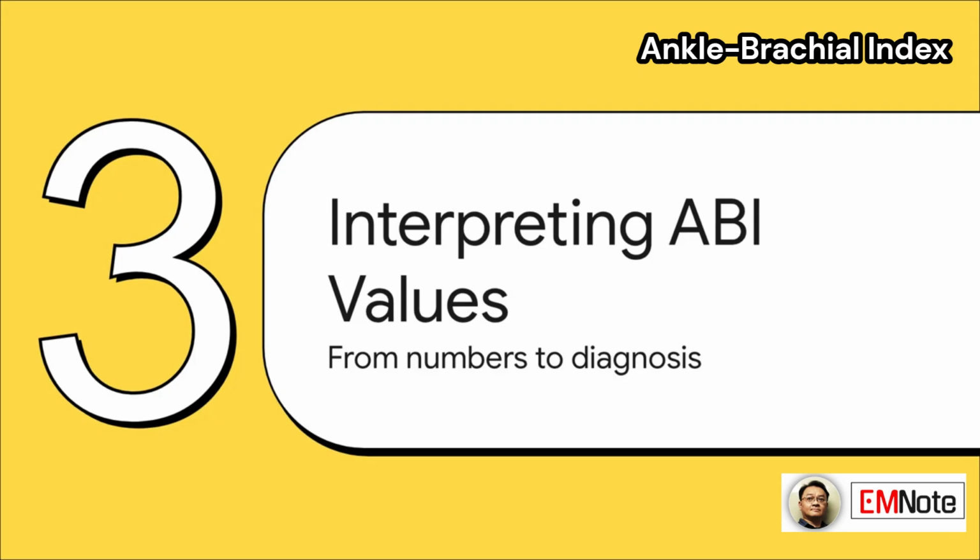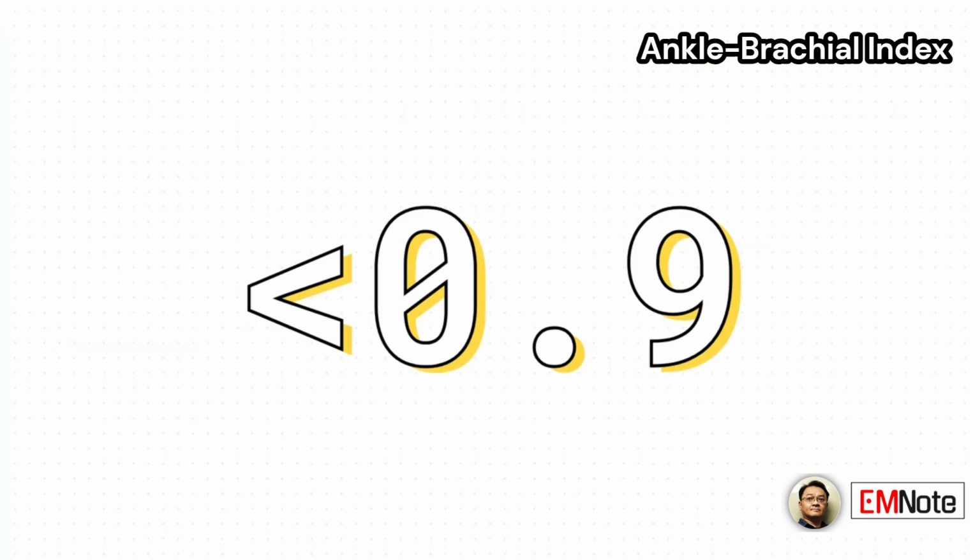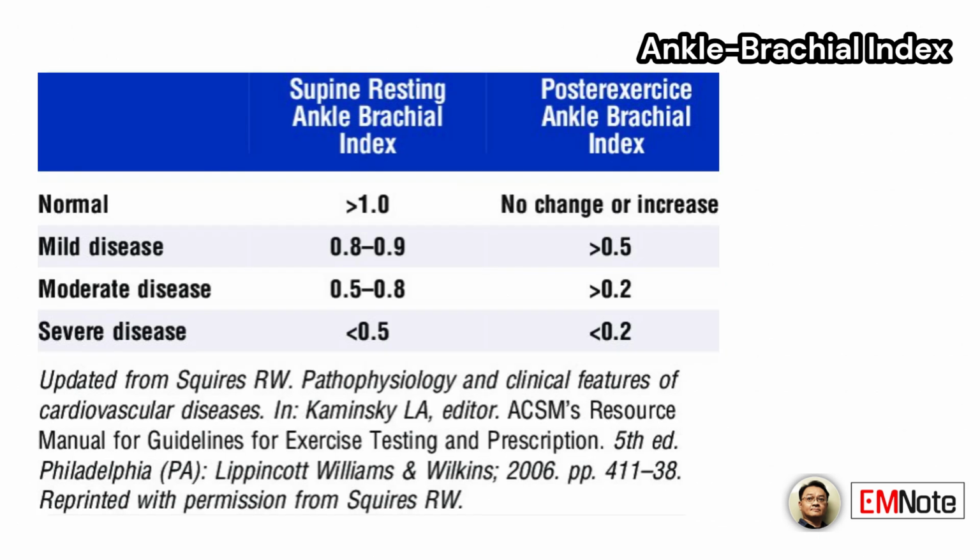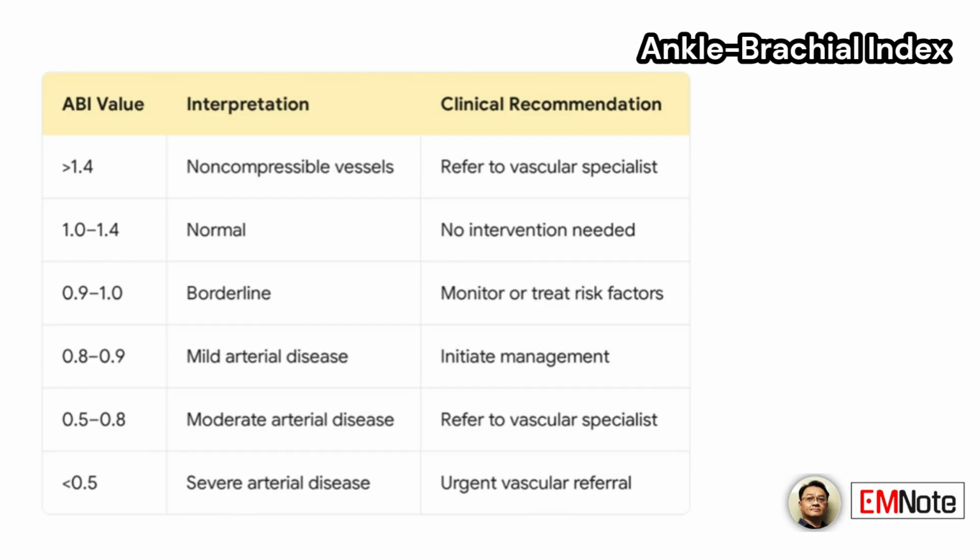The next step is turning those values into a clinical diagnosis. Here is the most important takeaway number. An ankle-brachial index value less than 0.9 is diagnostic for peripheral artery disease. It's a clear cutoff. But of course, there's a whole spectrum of values. Anything from 1.0 to 1.4 is considered normal. Once you dip below that 0.9 threshold, the severity increases. A value under 0.5 indicates severe disease and requires an urgent referral to a vascular specialist.